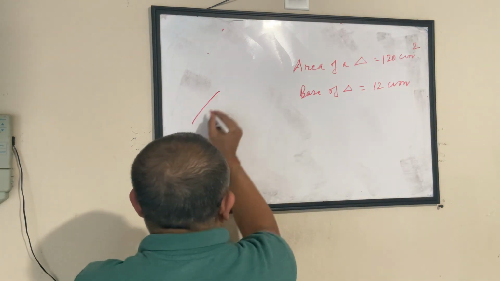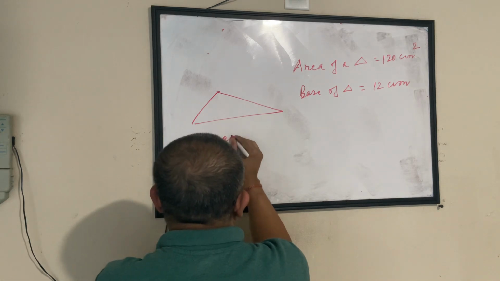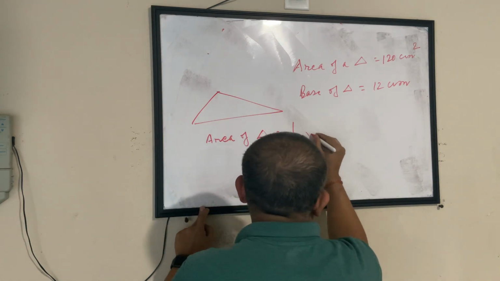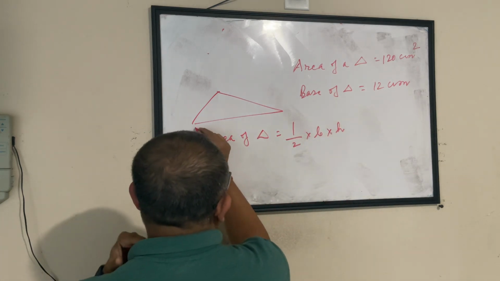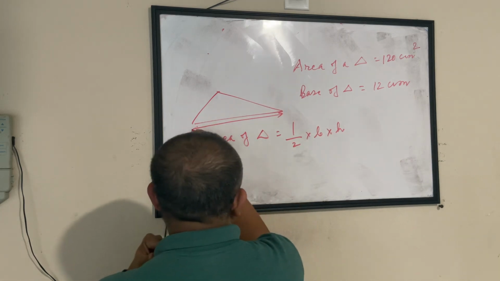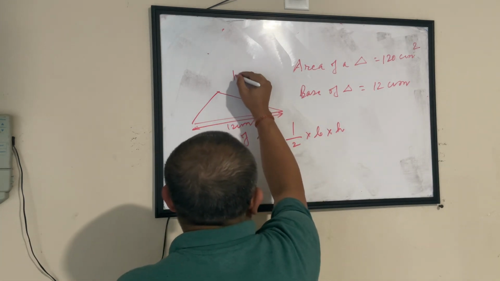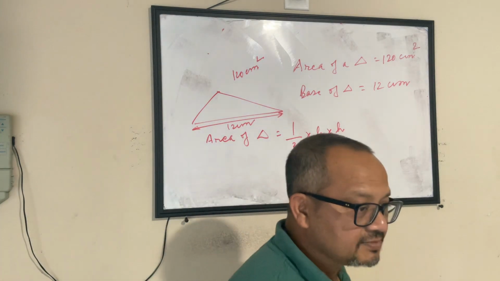Now, one thing everybody knows, right? If I have a triangle, area of a triangle is equal to half into base into height. And this question says the base is 12 centimeter, and area is 120 centimeter square. This part is clear?